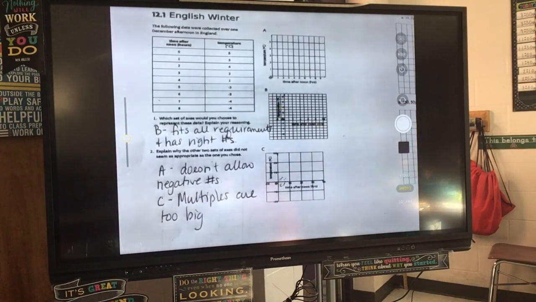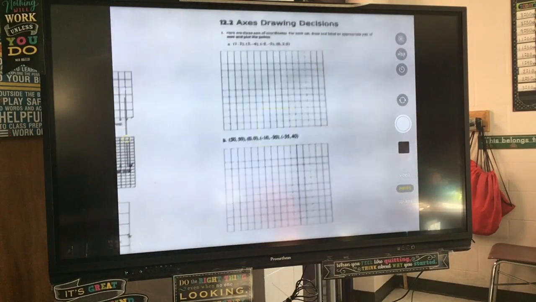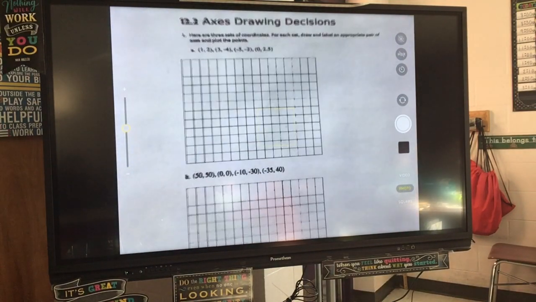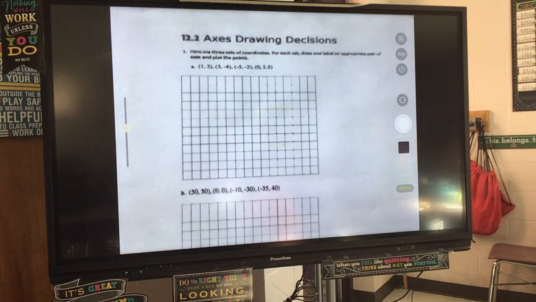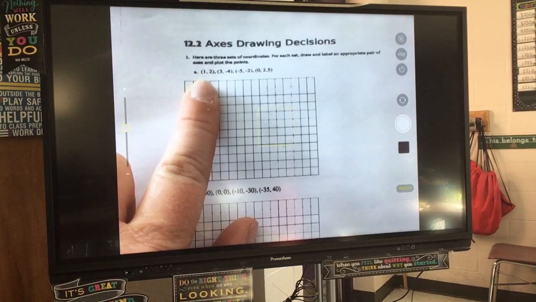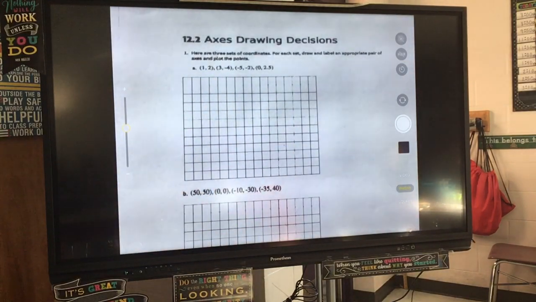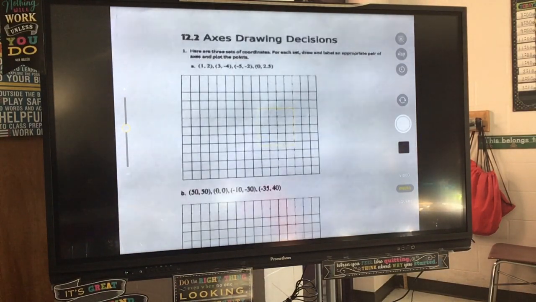I know we talked about this a little bit on Friday, but we've had an entire weekend and we forget lots of things. Alright, so we are going to be drawing the axis, the x and the y axis, and we're going to be plotting these points. So it says, here's 3 sets of coordinates. For each set, draw and label an appropriate pair of axes and plot the points. So let's look at our points. We have 1, 2, we have 3, -4, we have -5, -2, and 0, 2.5.